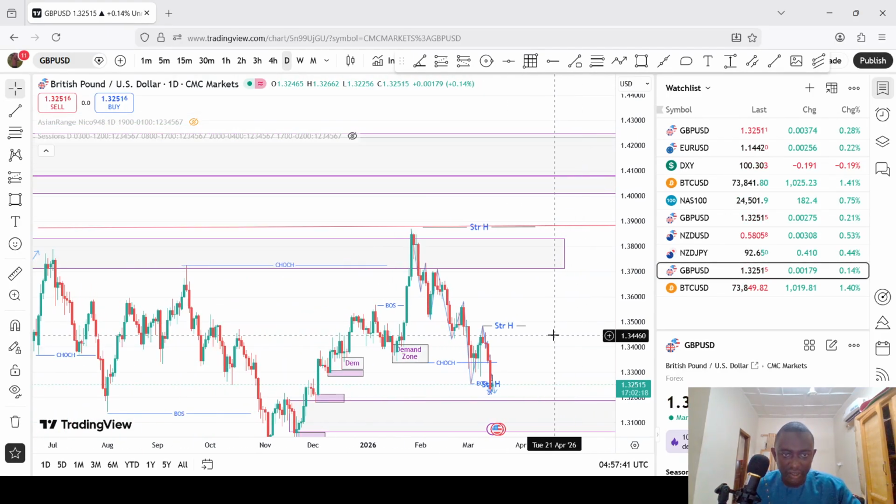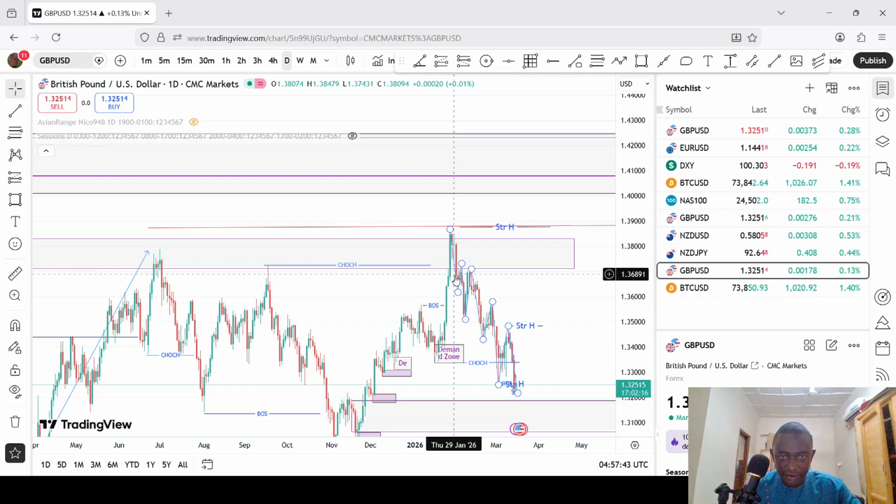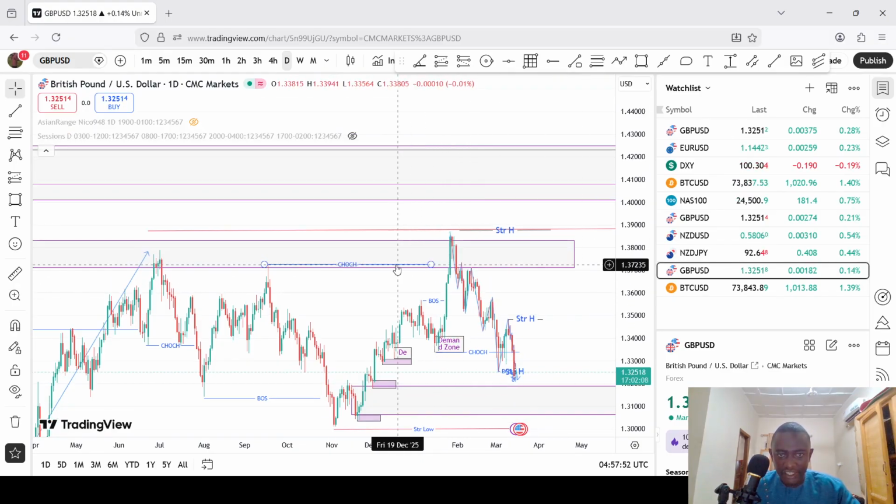You see, just look at this one. From the daily perspective, the candle actually closed above this candle, meaning from the daily perspective, we had a change of character. You get it? From the weekly perspective, let's look at the week again.